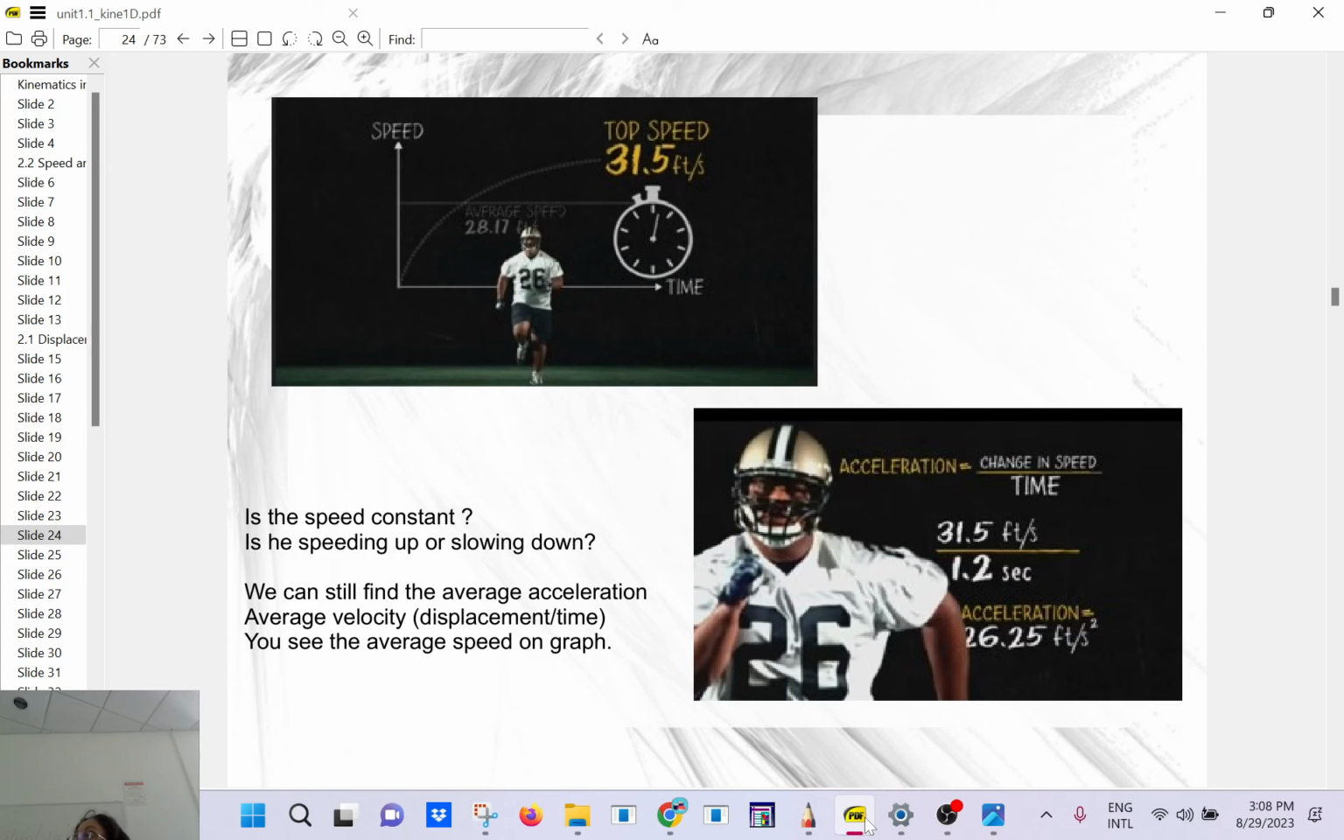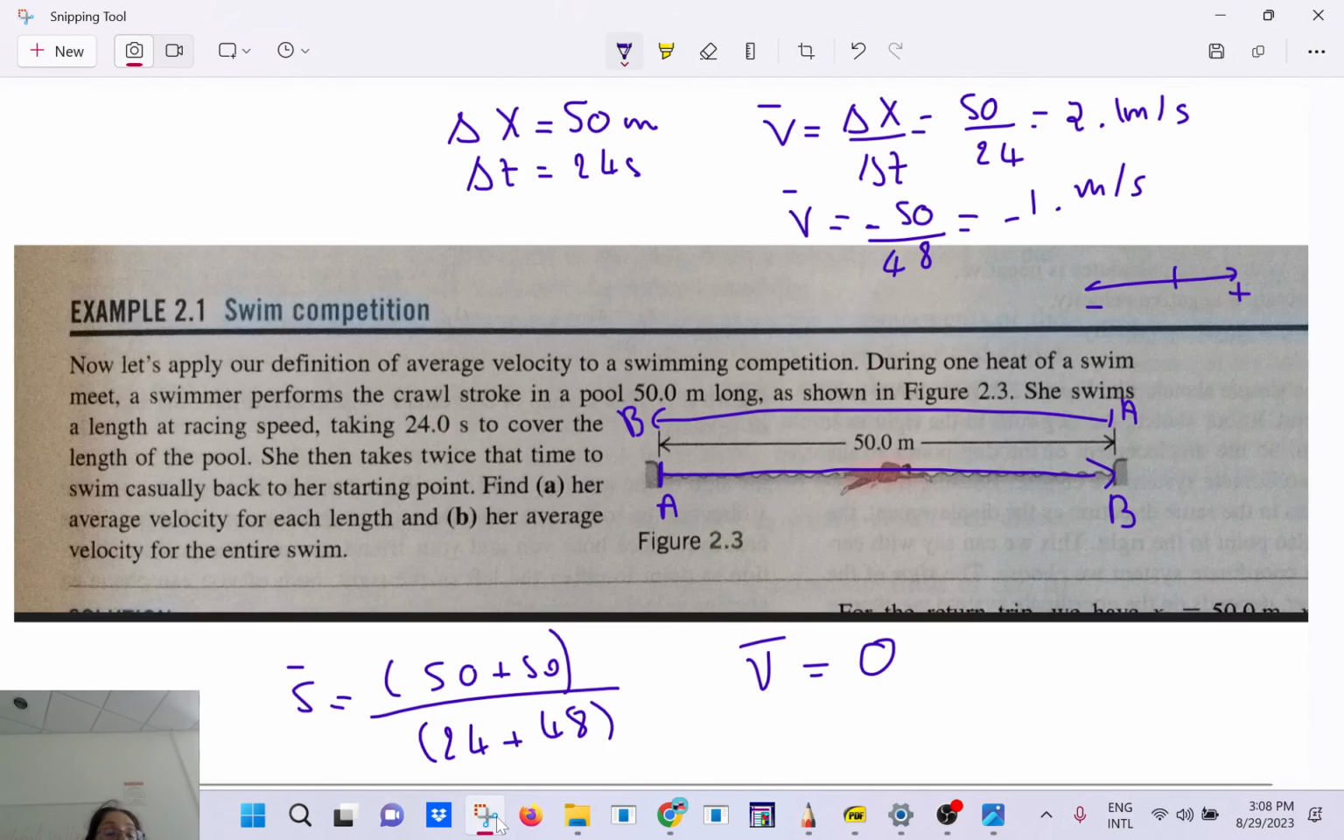Okay, so far so good? So why is it 24 plus 48? Because it's the total distance over the total time. So it takes you 24 seconds to come here and then 48 seconds to go back, because it says she then takes twice that time to swim casually back. Okay? So total distance over total time. Is that clear?